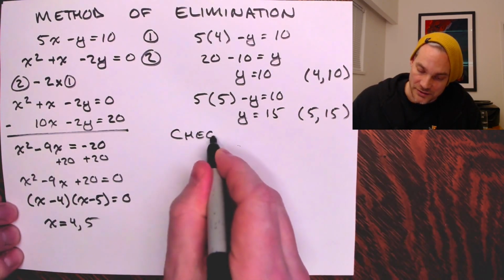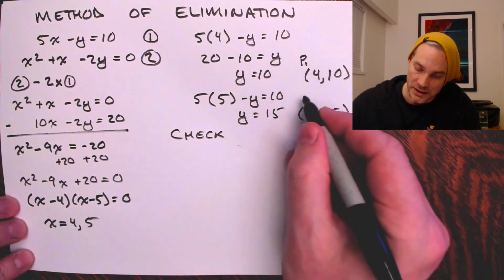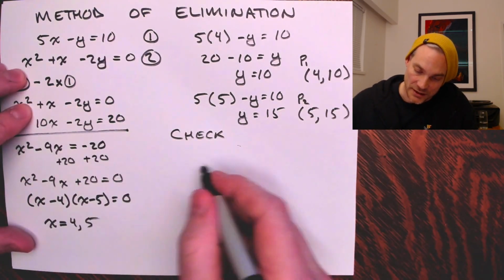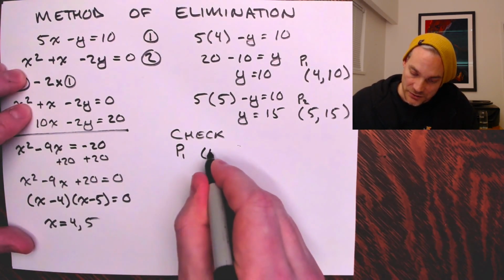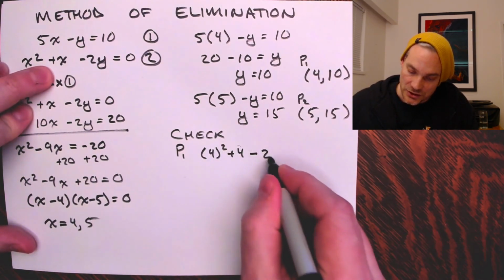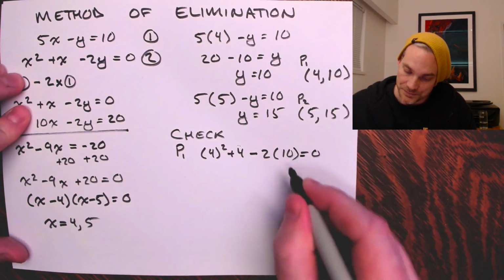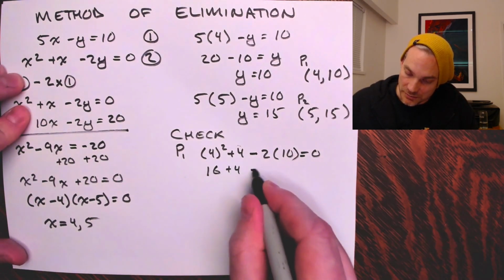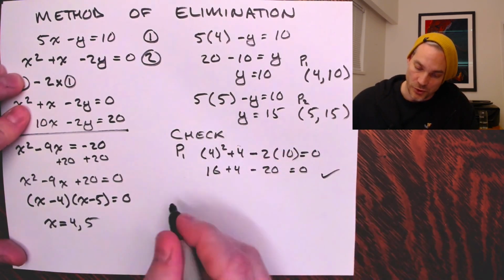So I'm going to check if this is a real solution. I'll call this point 1, this is point 2, and I'm going to go to equation 2 and I'm going to put them in. So check point 1. That's going to be x squared, so 4 squared plus 4 minus 2 times y, which is 10, and that equals 0. So that's 4 squared is 16 plus 4 minus 20 equals 0, and that's true. That is 0. Okay, so point 1 works.